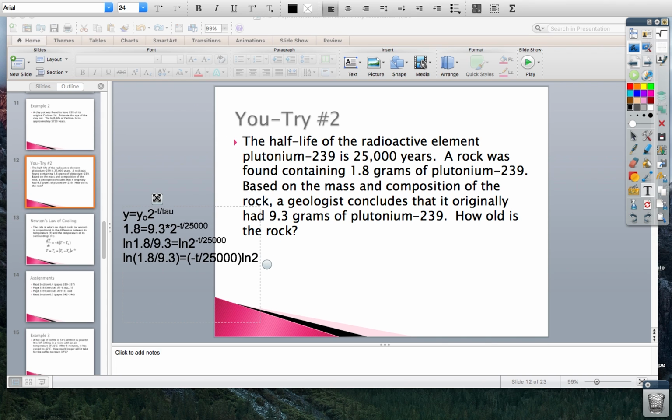And if we divide ln 2 to both sides, we're left with ln 1.8 divided by 9.3 divided by ln 2 equals negative t divided by 25,000. If we multiply negative 25,000 to both sides, we get t is equal to 59,230 years old. So years old.